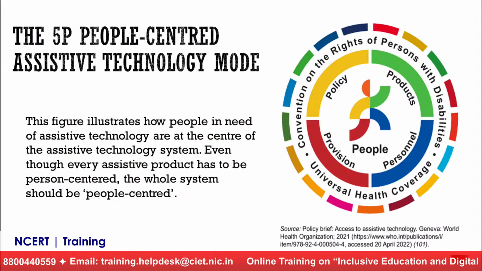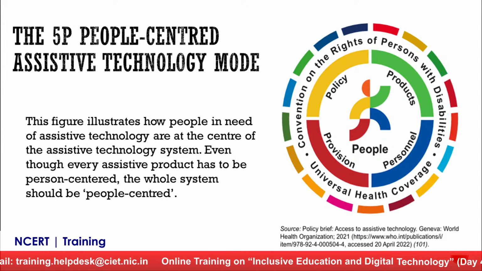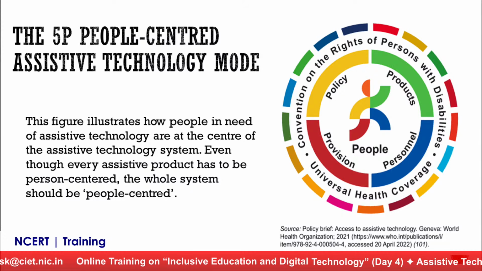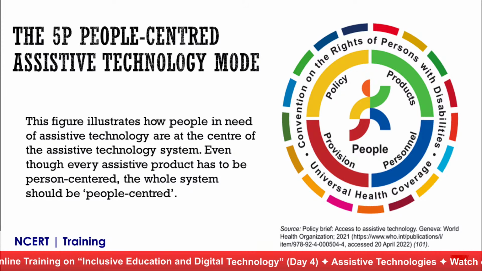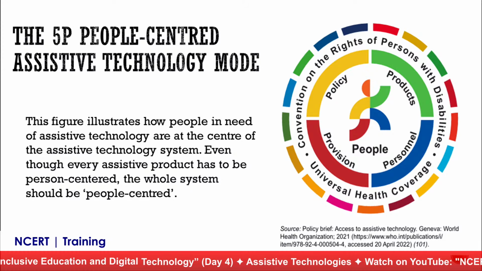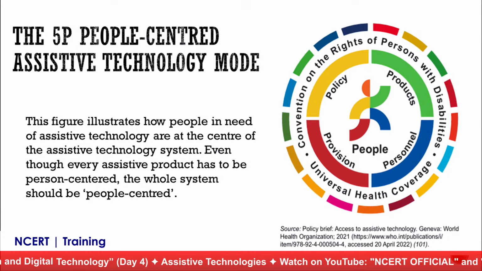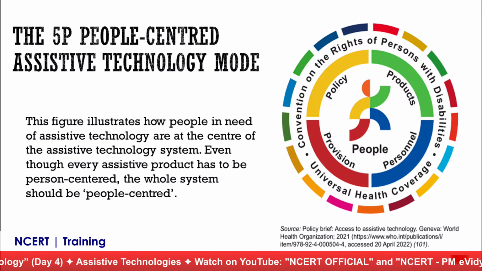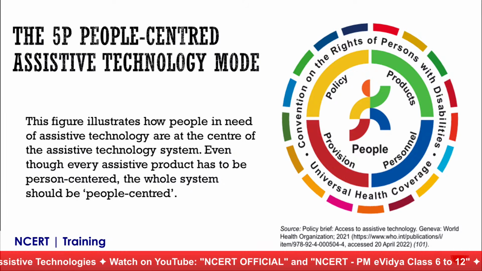So when we talk about assistive technology, dear viewers, I want you to remember that there is a policy which we call 5P, the people-centered mode. That means whatever assistive technology is being developed should be people centric, because no matter how big or how advanced the technology you use, if it is not going to be useful for the person for whom you have intended it, then it is of no use at all. So it should be people centric.